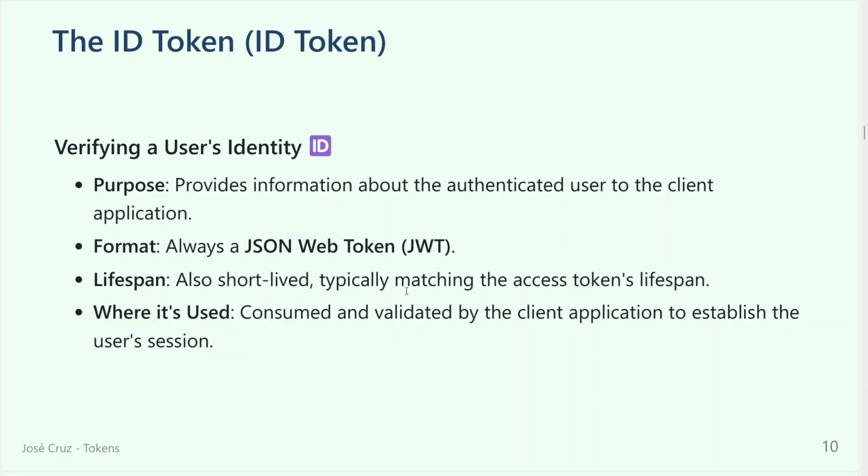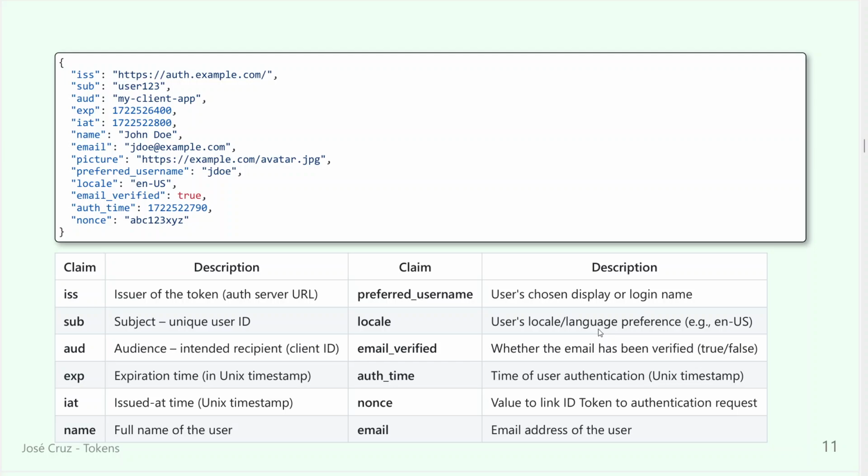Usually it's short-lived, typically matching the access token's lifespan. That's a good practice. So when it's used, it's consumed and validated by the client application to establish the user session. It's when you want information about the user to put on the website of your application. Okay, it's not to access anything. It's just to get information, but you want that information, for instance, to be reliable. It has one more function that I will explain in a moment. And the internals are very similar to the access token, but here you can see email, picture, preferred username, locale, email verified, authentication time, and things like that.